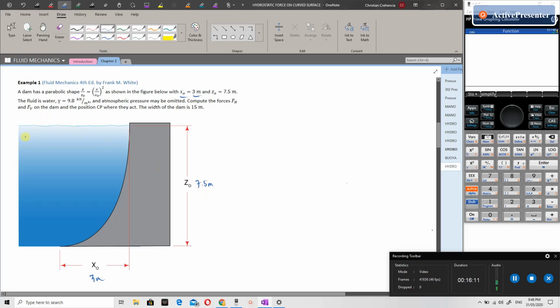Given the unit weight of the liquid of 9.8 kilonewton per cubic meter. Then atmospheric pressure may be omitted. Compute the forces FH and FV on the dam and the position CP where they act.